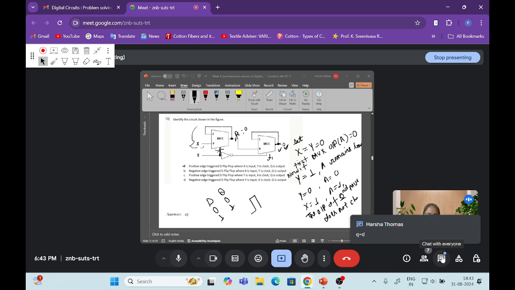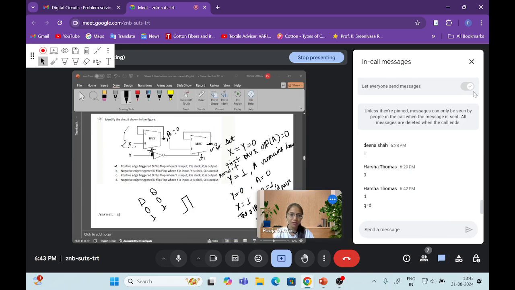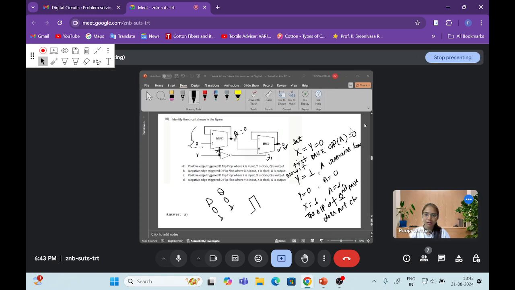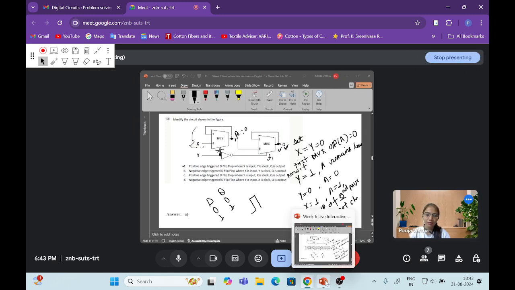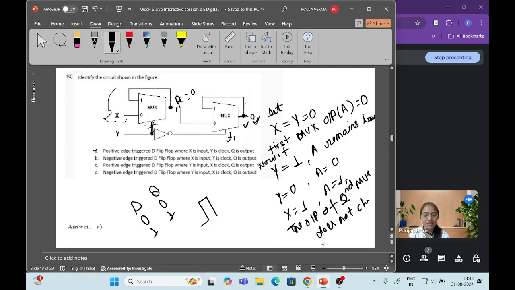Yeah, Q is equal to D. Output follows the input. But from here we can see that when the input is changed, when x is 1, then Q will be 1 for the next state. It is following, that's why it is called positive edge triggered D flip flop.